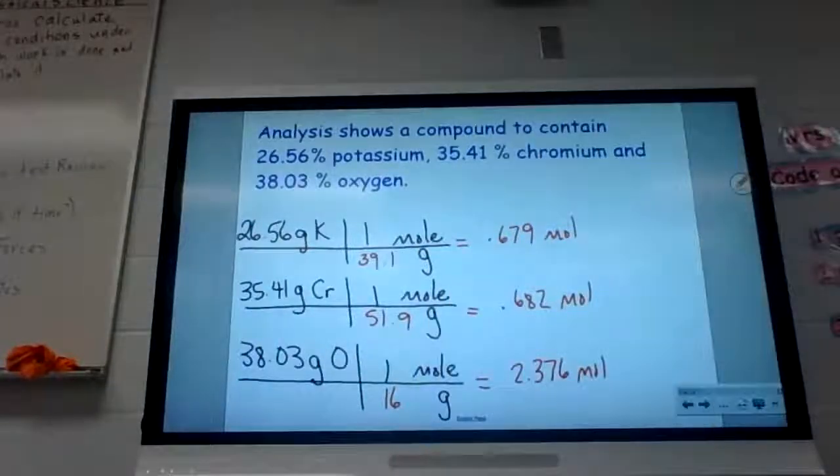All right, so, Xavier, what are we gonna do with those numbers once we have them? Find the smallest one and divide by it. Okay, so which one's the smallest? 0.679. Everybody agree with Xavier that 0.679 is the smallest? Yes. Okay, so I want all of you to divide by the smallest and see what numbers you get, because this is where the trick comes in, where the twist is in the question.